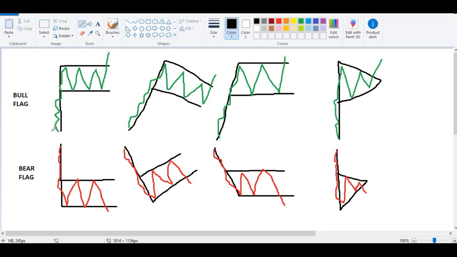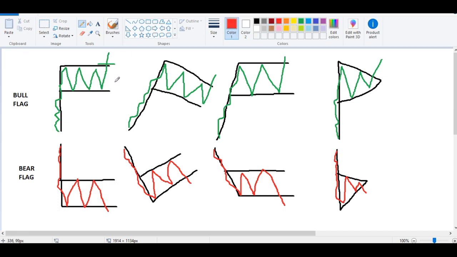So first we need an impulsive up move, then followed by a consolidation or a sideways movement. And then if it breaks that consolidation towards the upside, it means it is breaking out of the flag pattern. And that's where we look to take our entry. So if it breaks out of this consolidation area, we will enter on the breakout.